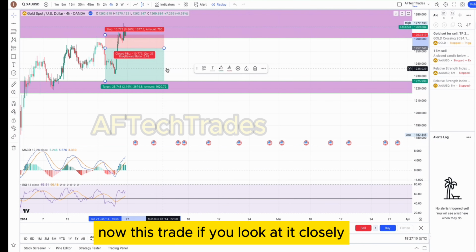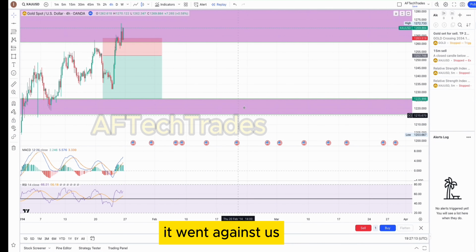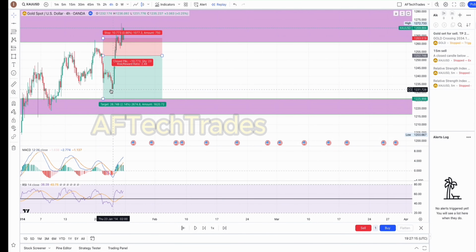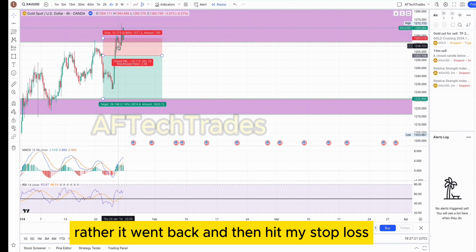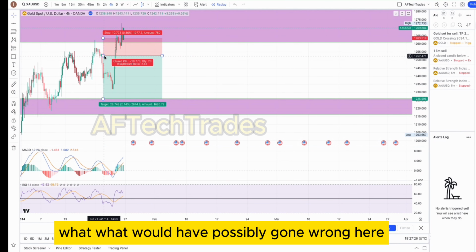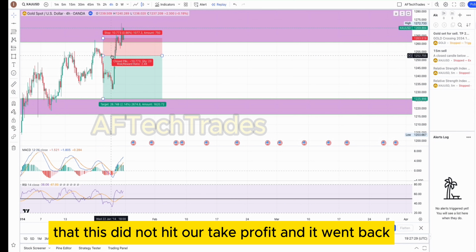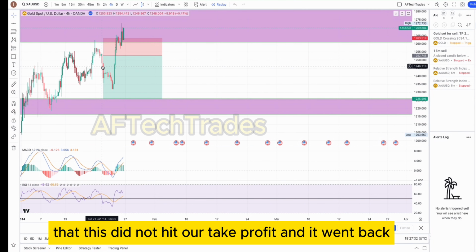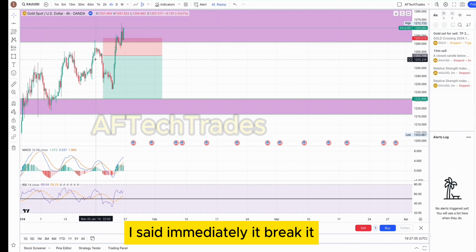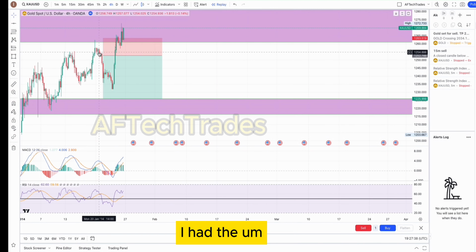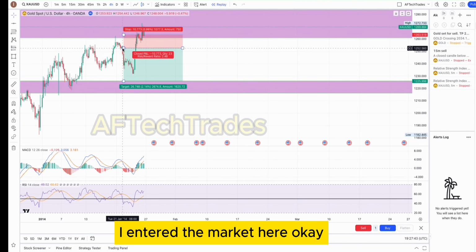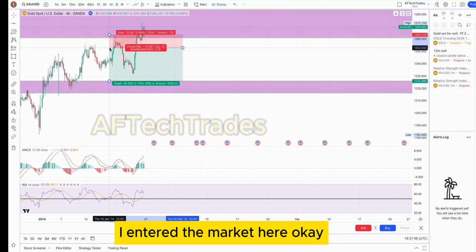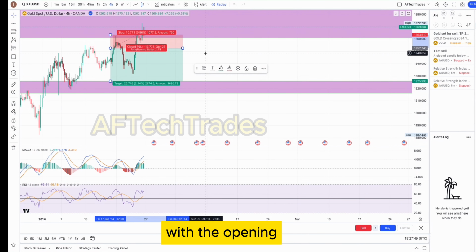Now this trade, if you look at it closely, it went against us. It didn't reach my take profit target. Rather, it went back and then hit my stop loss. So what happened? What would have possibly gone wrong here that this did not hit our take profit and it went back? Look at my entry position. I had the engulfing candle here, then I entered the market with the opening.